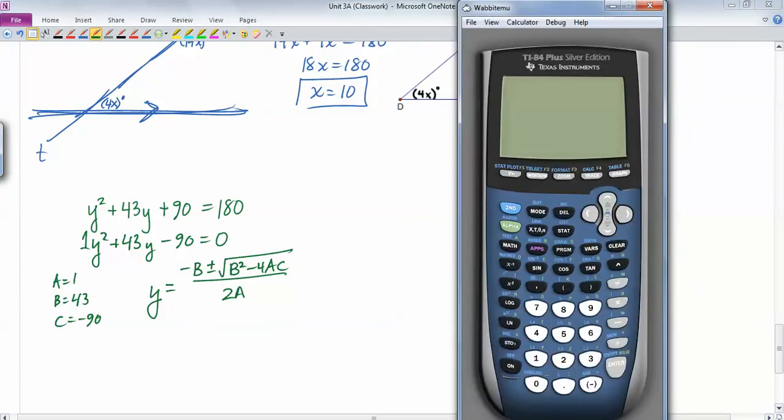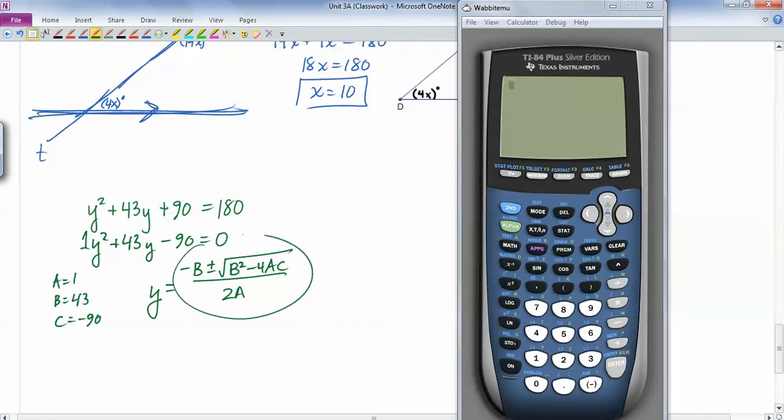So here's the calculator. I'm going to turn it on. Clear that. Now I'm going to show you a trick. There's a way to just write this in the calculator and hit enter, and it'll just give you the answer right away. So what I want to do is, first I want to store A as 1, B as 43, and C as negative 90.